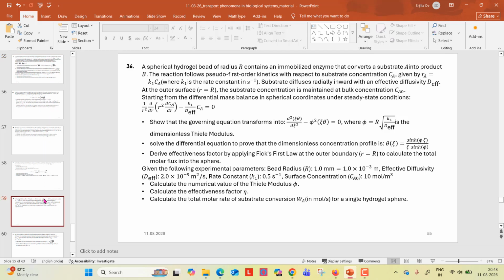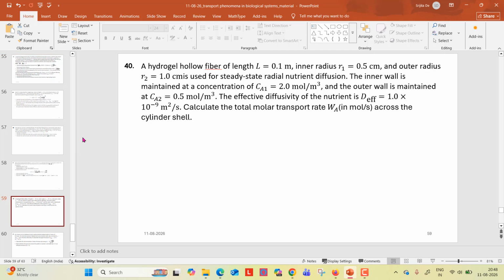A hydrogel hollow fiber of length L, inner radius R1 and outer radius R2 is used for steady-state radial nutrient diffusion. The inner wall is maintained at a concentration of Ca1 and the outer wall is maintained at Ca2. The effective diffusivity of the nutrient is Df. Calculate the total molar transport rate across the cylinder shell.